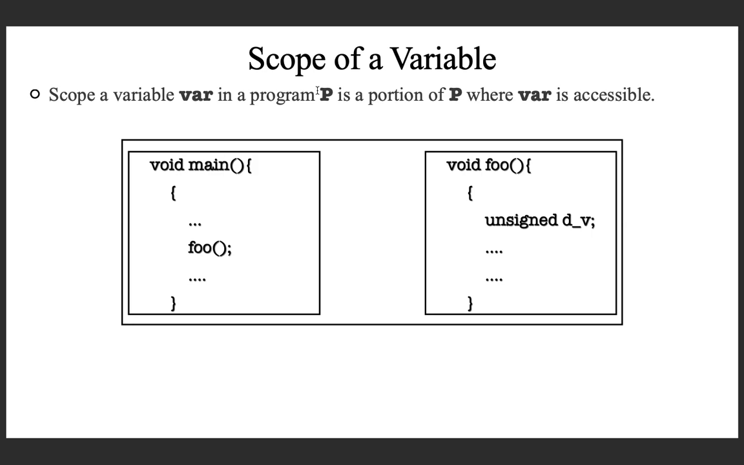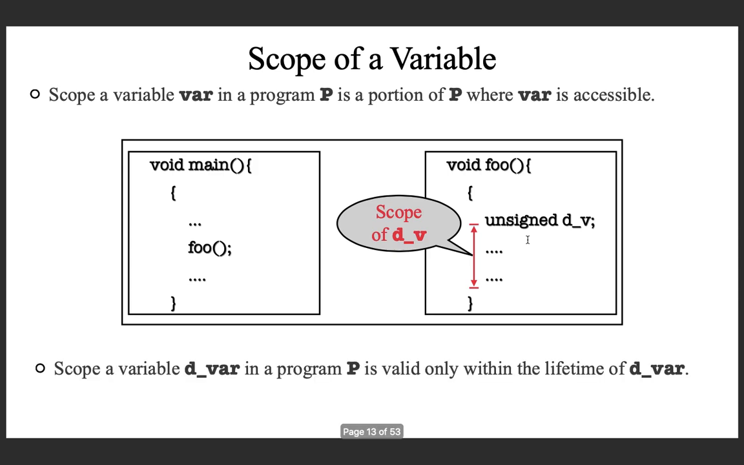It is the portion of the program where the variable dv is accessible, and here you can see that this is the scope. The scope is the portion of your program from here to here where you can access that variable. It is called the scope, and it is not difficult to see that the scope of a variable, that is over this part of the program, is valid only during the lifetime of this variable. There is no point in saying that the variable is accessible if the variable is not live.